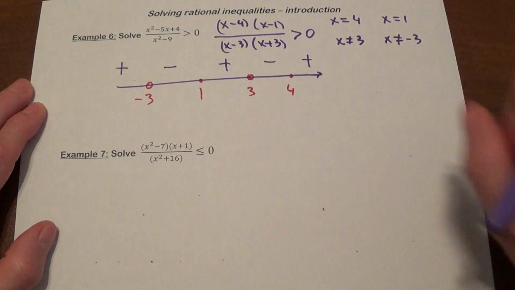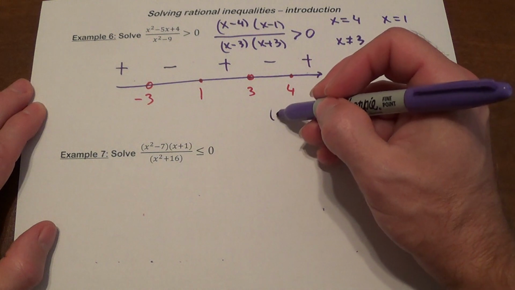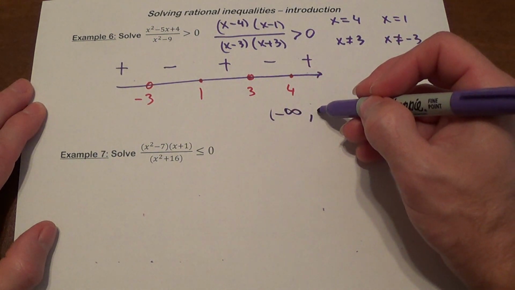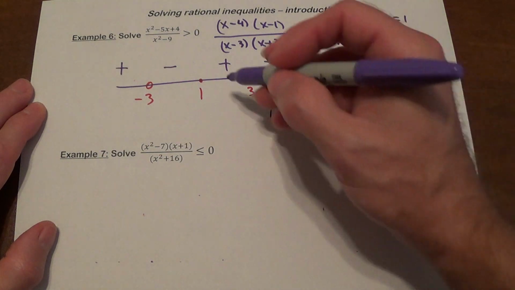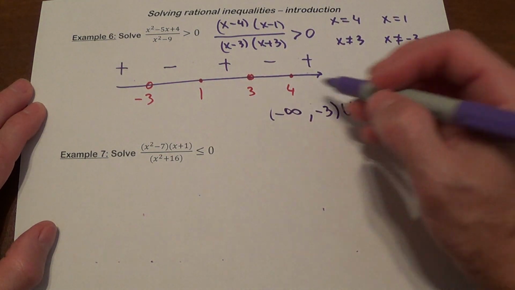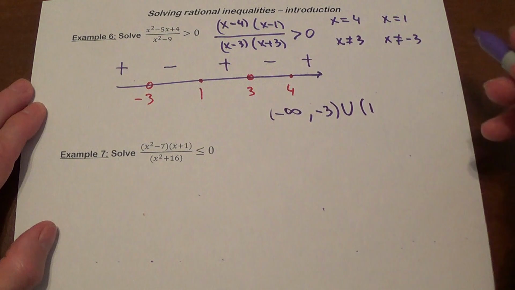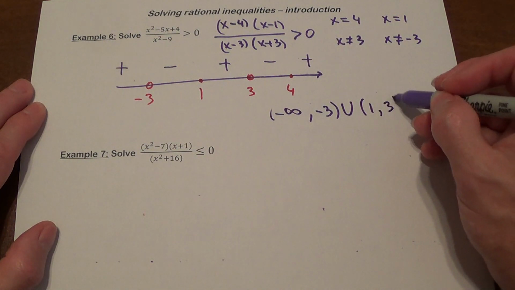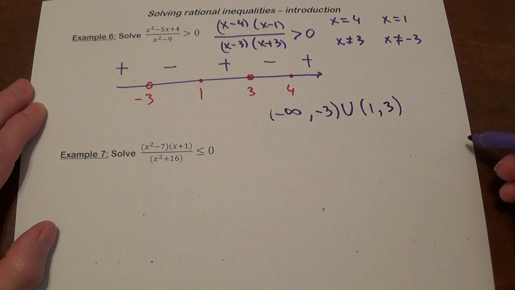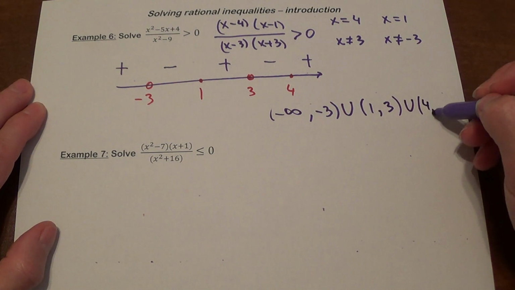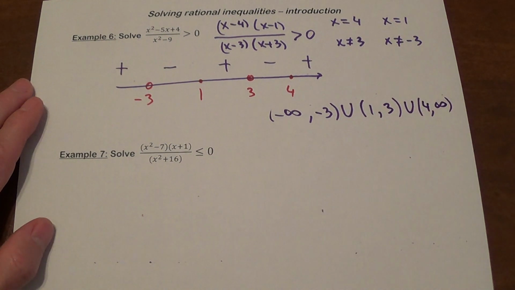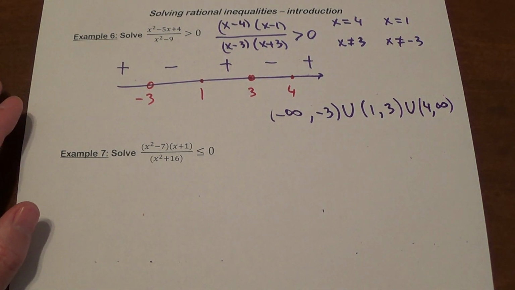We want to be greater than 0. So that means we're going to go from negative infinity to negative 3, which must be open. Then we're going to go from 1, which is going to be open anyway because it's strictly greater, to 3, which will be open anyway, it's an excluded value. And finally, we're going to go from 4 to infinity, and there we go.